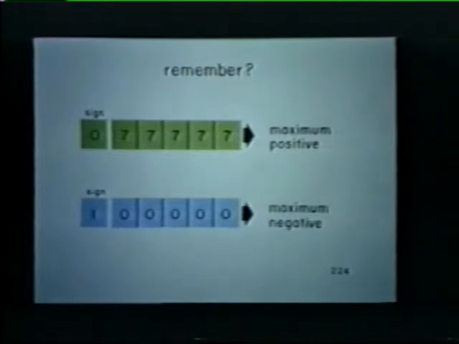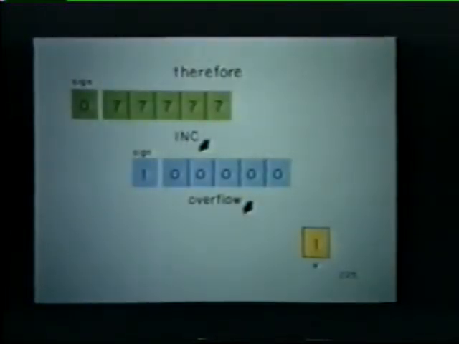Remember when we discussed numbering systems in the very first part of this unit? We said that a 0 followed by all 7s is the maximum positive number possible, while 1 followed by all 0s is the maximum negative number. Let's see why this is important. If we took the largest possible positive number of all 7s and incremented it, we would have an error. As we said before, we can't go higher than the maximum. Notice that we end up with the maximum negative number, which is obviously wrong, so we have an overflow condition which sets the V bit.